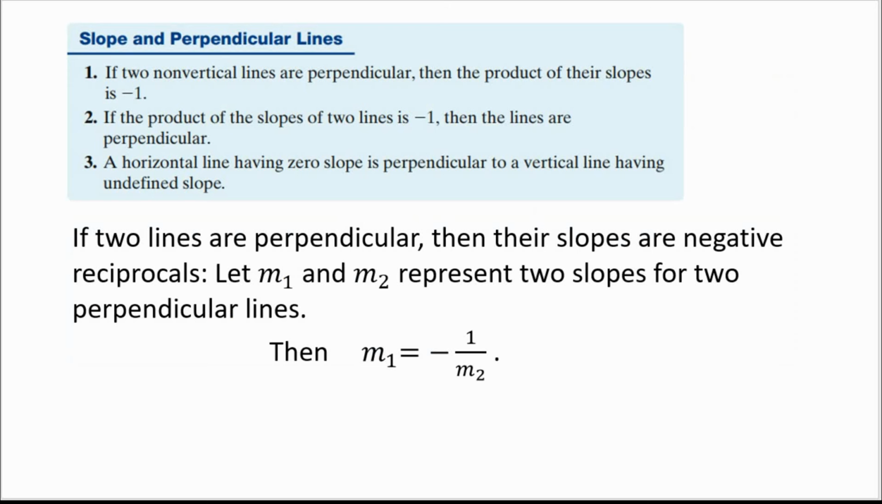What about perpendicular lines? Two lines are perpendicular when their slopes are negative reciprocals of each other. Give me the slope of one line, and I can flip that slope, reciprocate it, and negate it, and I get the slope of the perpendicular line. As a matter of fact, if I multiply these two slopes, where the lines are perpendicular, I get -1, because I'm taking one slope and then its negative reciprocal, so the product is -1.